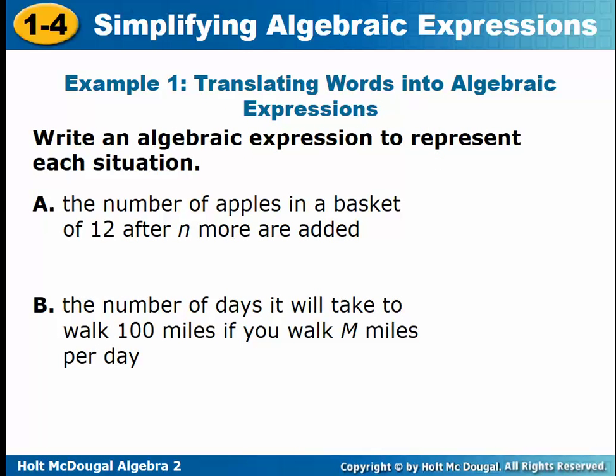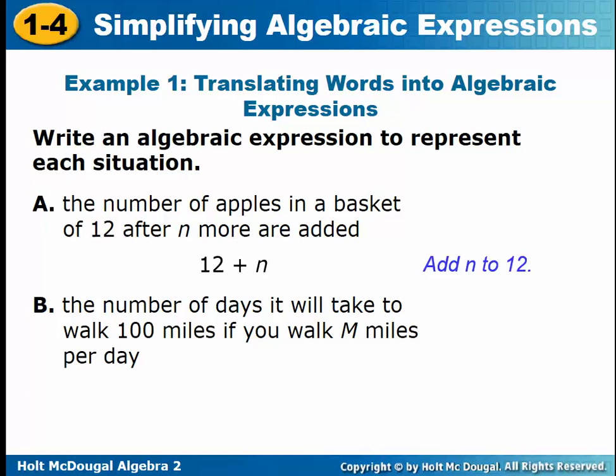So here's some examples like you'll have on your worksheet. It says to write an algebraic expression to represent each situation. The number of apples in a basket of 12 after n more are added. So we started with a basket of 12 apples and we want to add n more. Well, n is a variable, so we're just going to write 12, that's our starting number, plus n. You don't have to solve these or anything, you're just going to write an expression.